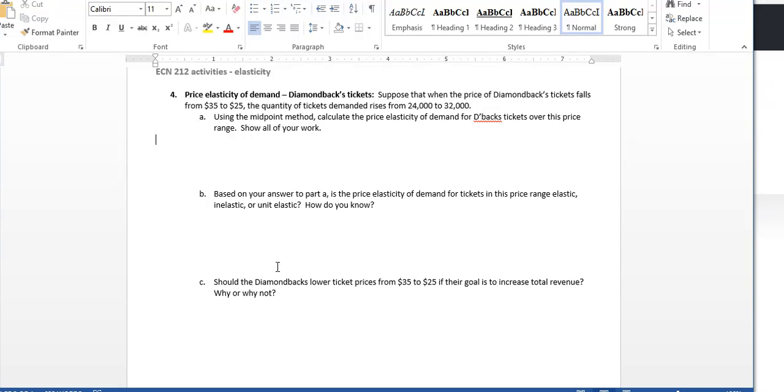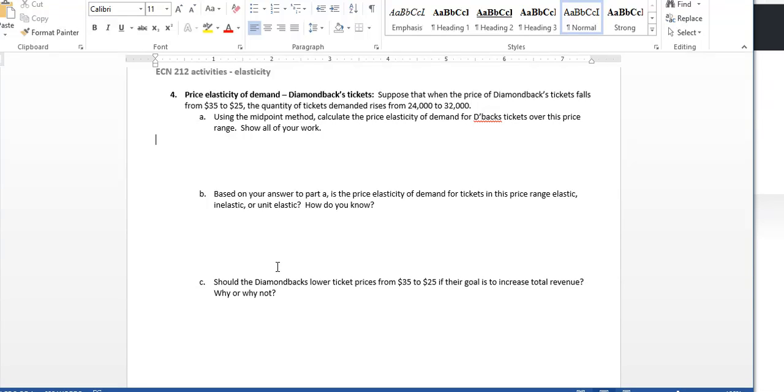All right, so assuming you've paused it and tried the problem, now we're ready to work through the solution. Okay, so we've got the information here. D-backs tickets, price falls from 35 to 25. Quantity demanded rises from 24 to 32,000. So use the midpoint method, calculate price elasticity of demand for D-backs tickets over this price range, show all your work.